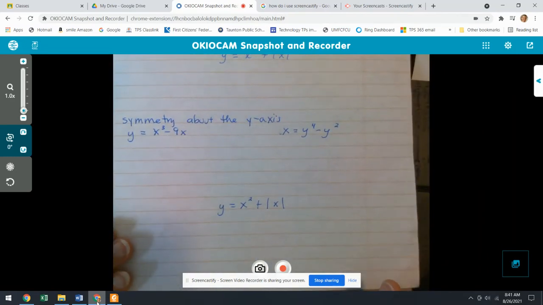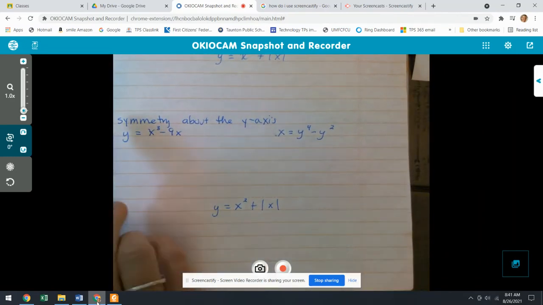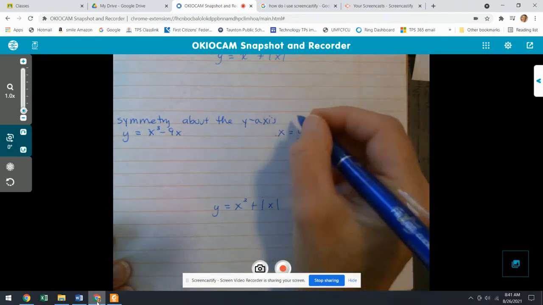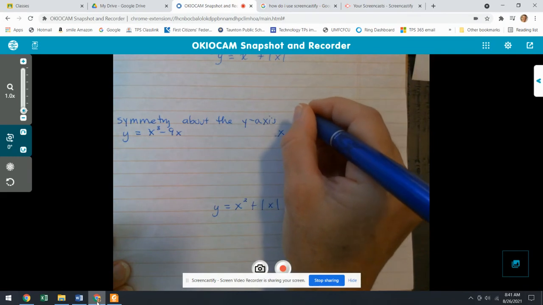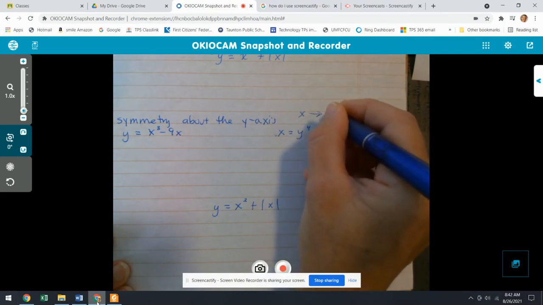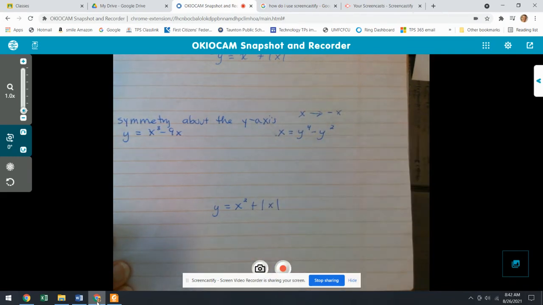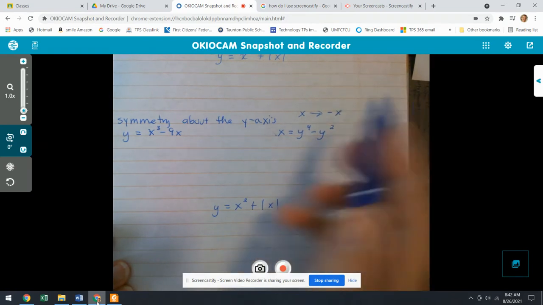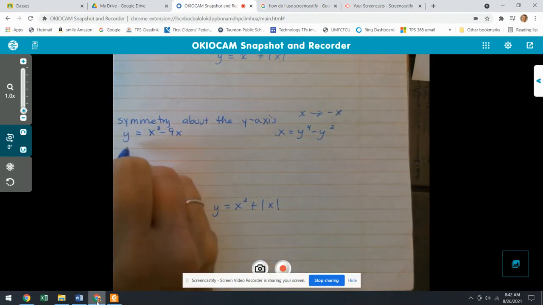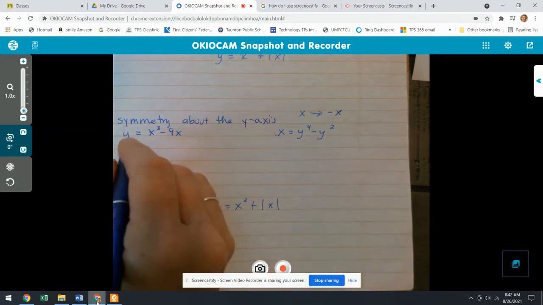Let's take these same 3 equations that we just worked with, and one at a time we're going to check symmetry about the y-axis. So for symmetry about the y-axis, wherever we see an x, we're going to put in the opposite of x. And then again, we're going to clean it up. So for instance, in this first example, I'm going to copy it. Whenever I come to an x, I'm going to write the opposite of x.